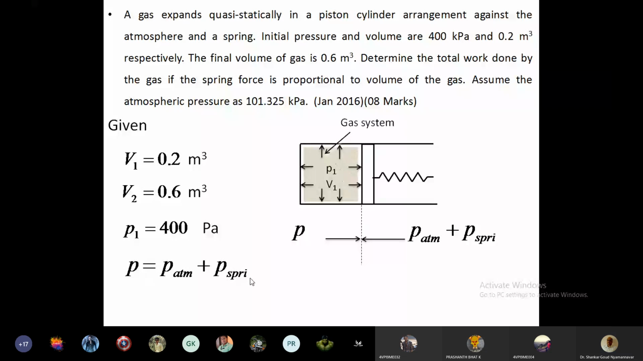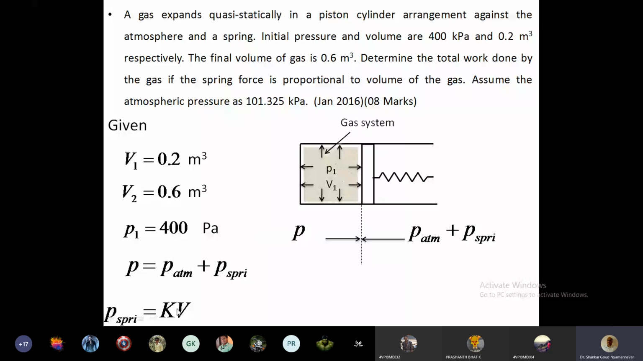I know that spring pressure will be the force divided by area. The area of the piston is constant; it is not changing. Spring force is proportional to the displacement, and the displacement is the piston displacement here. Or in other words, I can write that the spring force is proportional to the volume.